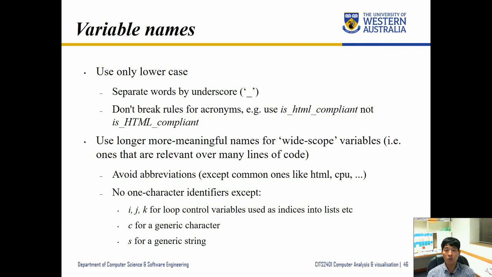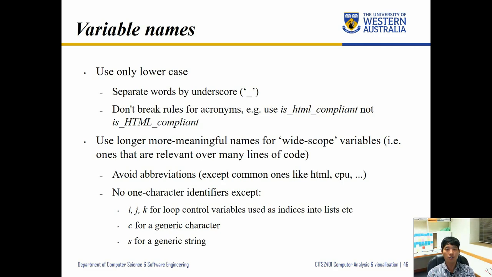And use longer and more meaningful names for more wide scope variables. For example, like length of words can be used rather than just like L, right? Or standard deviation rather than just SD, because some other people can be confused for different abbreviations and so forth, right? So use a meaningful name wherever possible.